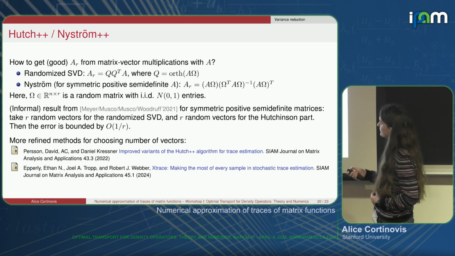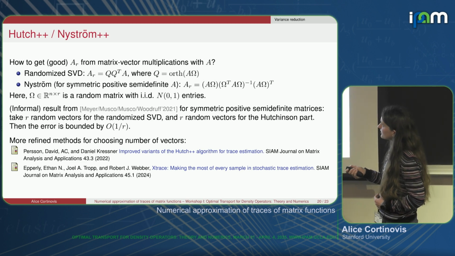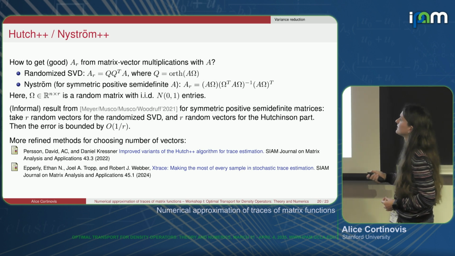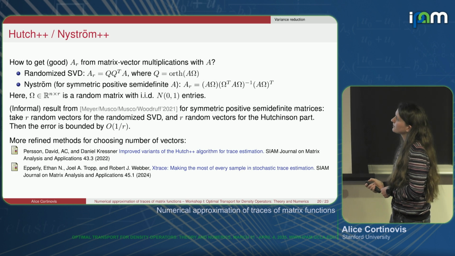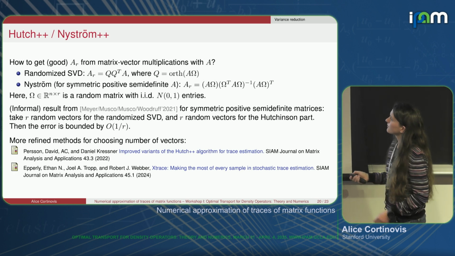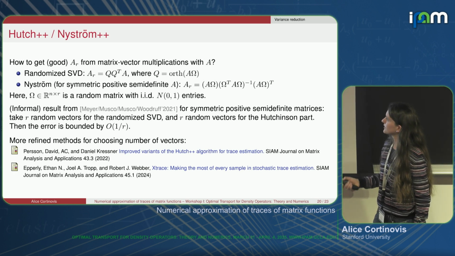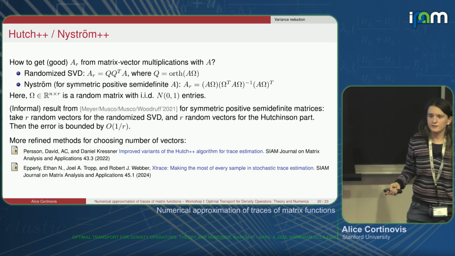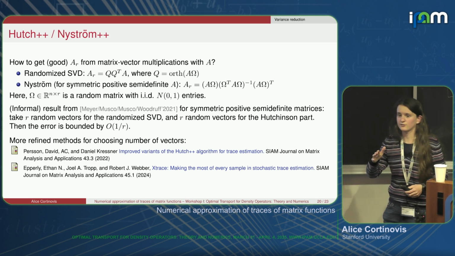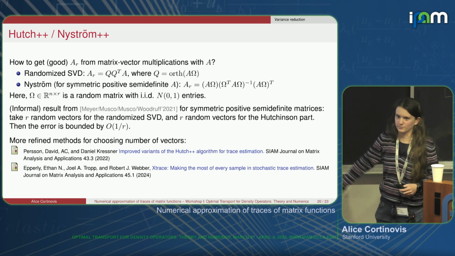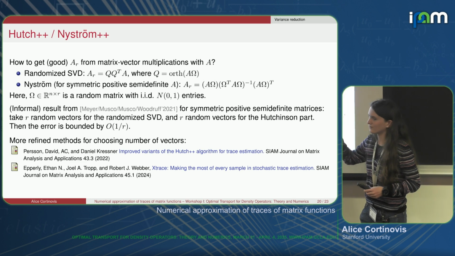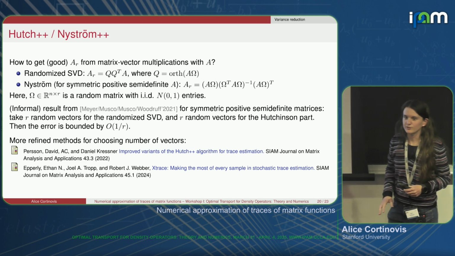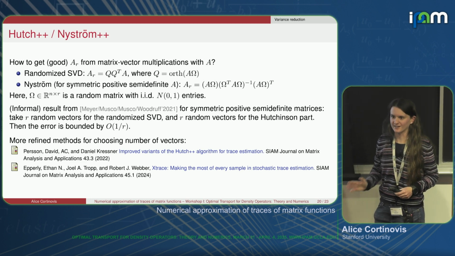And there was a very interesting result by Meyer and collaborators that says that for symmetric positive definite matrices, if you take R random vectors for doing this, and then use R random vectors for estimating the trace of A minus Q transpose A, then the error is bounded by 1 over R, not 1 over square root of R like it was before.